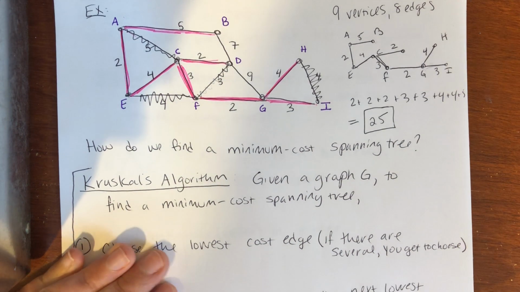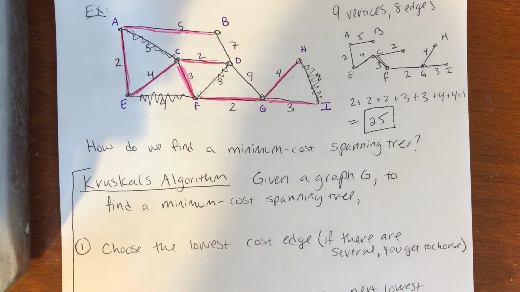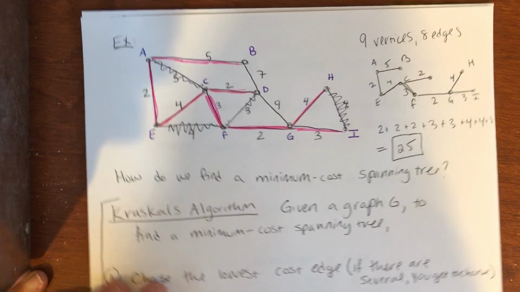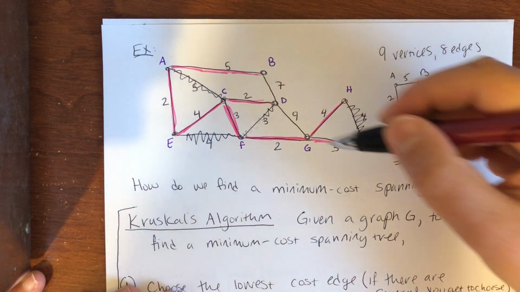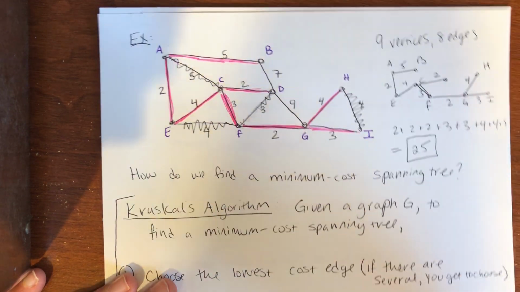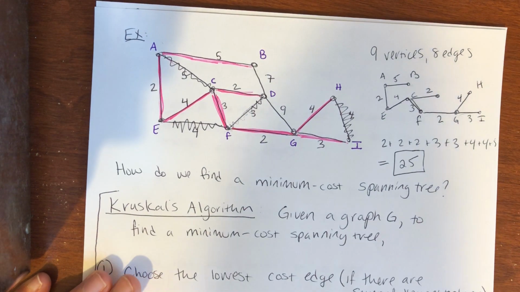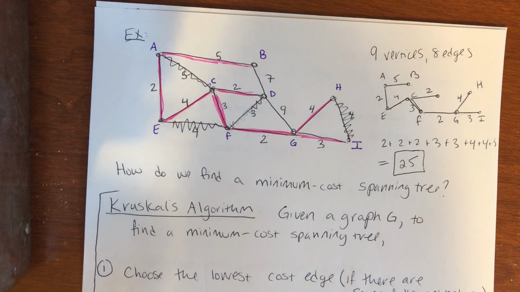Now the nice thing about Kruskal's algorithm is it doesn't really matter which choices you make each time. Like if we had chosen this 4 instead of this 4, or if we had chosen, I don't know, this 3 instead of this 3, in the end it's still going to give you a minimum cost spanning tree. So there's lots of different spanning trees that are all minimum cost, but they should all have that same cost, whatever it is.